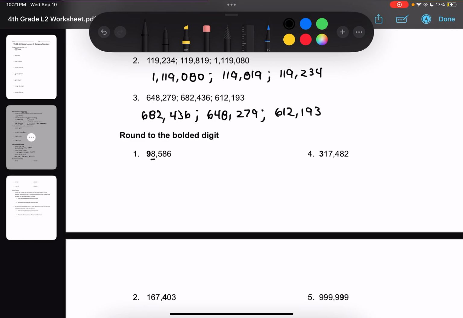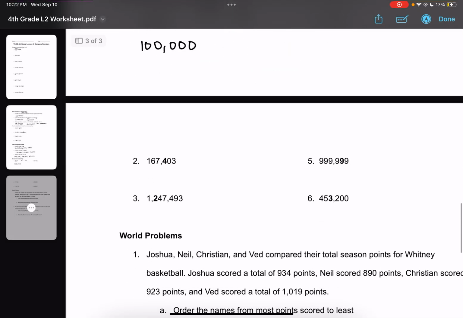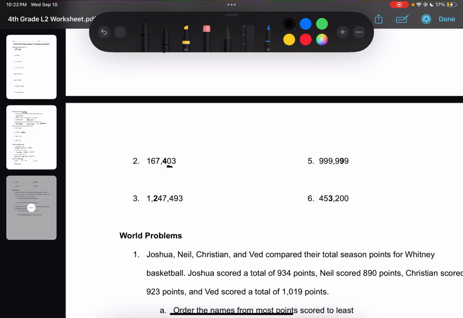So you have to just look at the number before the bolded digit, and if it's 5 and up, you would round up, and if it's 4 and below, you would round down. So it's an 8, so you round up, making it 100,000. Number 2, it's a 0 before the digit you have to round. So the final answer is going to be 167,400 because you're rounding down.